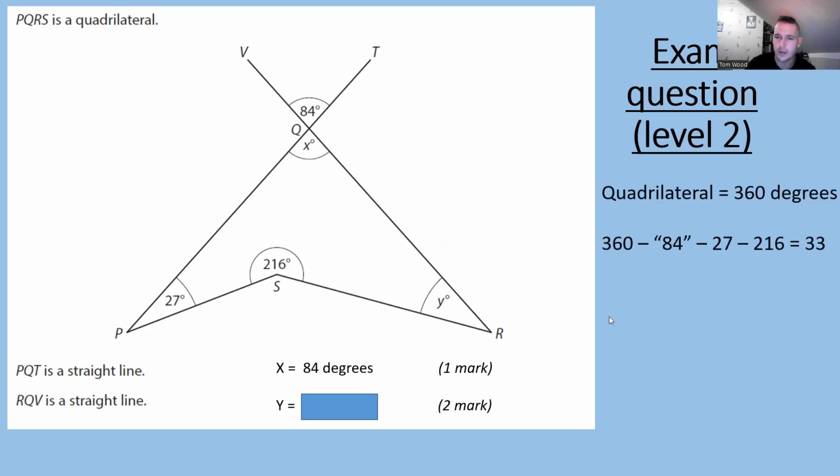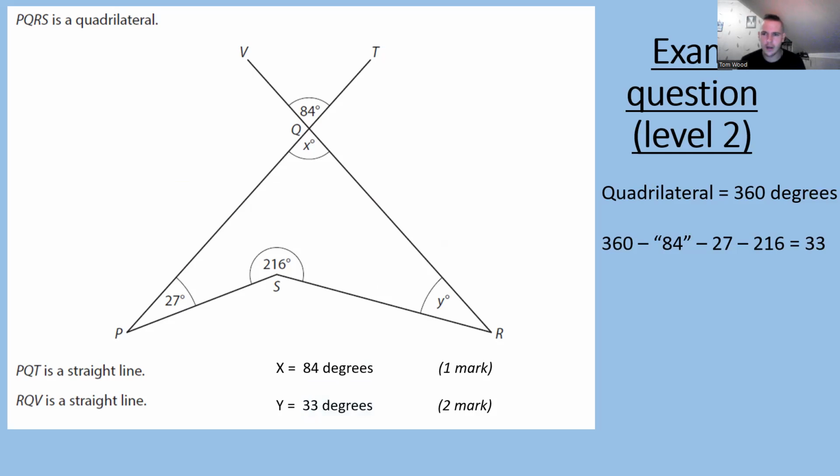To actually work this one out, we need to input our 84 degrees, but because it is a quadrilateral, although given it's a very strange one, looking at this shape here, we've got our 1, 2, 3, so 4 lines there. So we've got 360 degrees. We're going to take away our 84 degrees, which is angle X. We're going to take away our 27 degrees. 33, absolutely spot on. Yeah, Mark, that's brilliant. So when we actually take all of them away, we're going to end up with 33 degrees there. There you go.